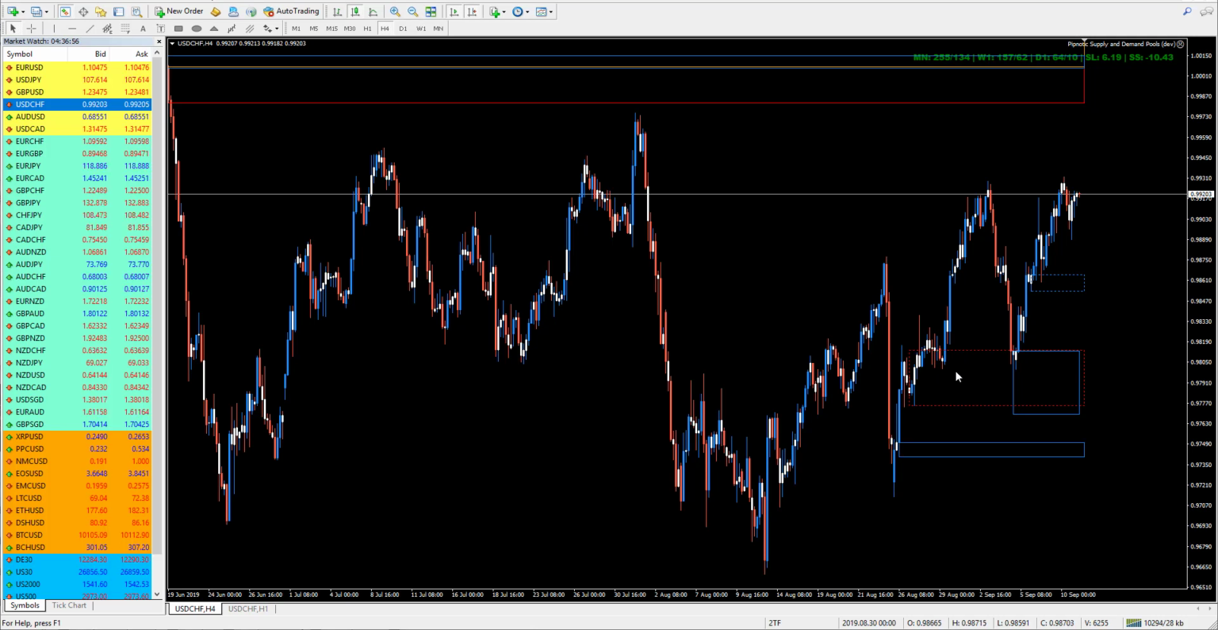Okay, so notice again that Pools is not a set and forget. It is an order utility that helps you open orders where the risk and everything like that is programmed into this.